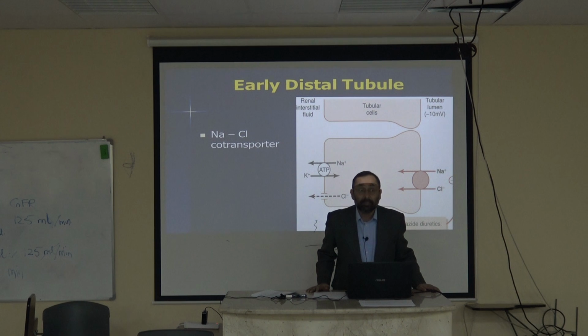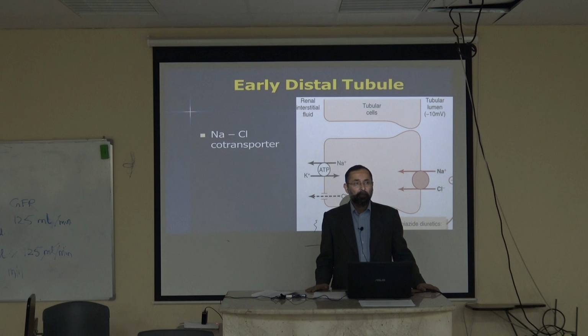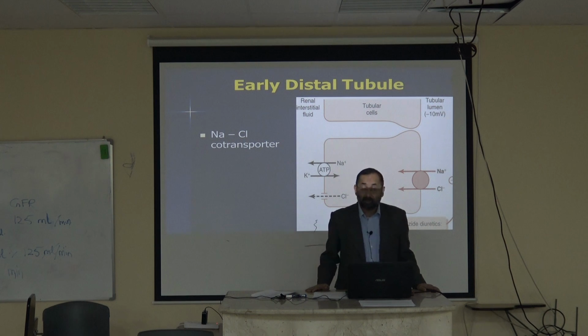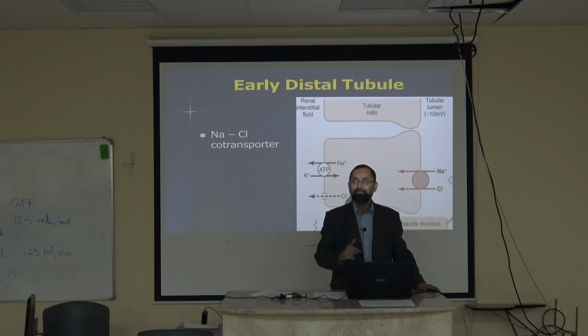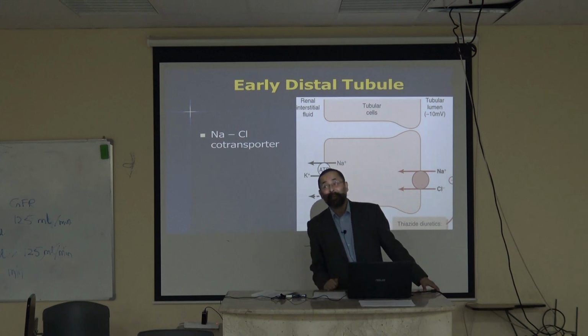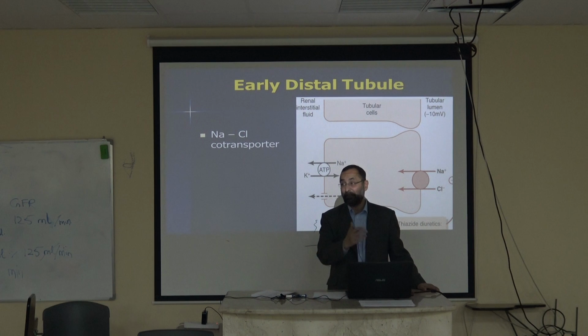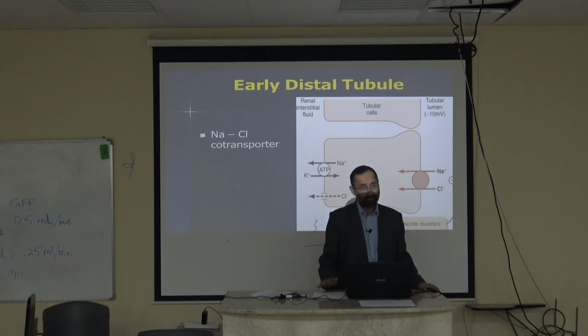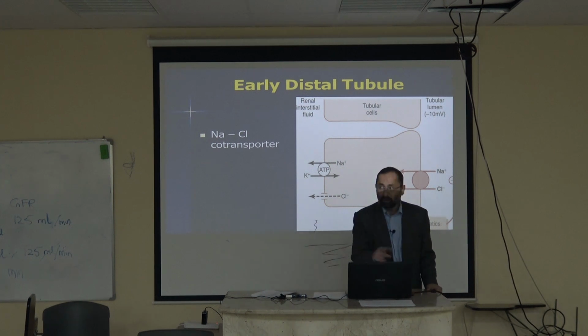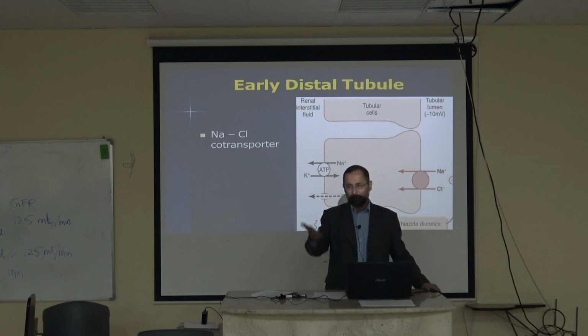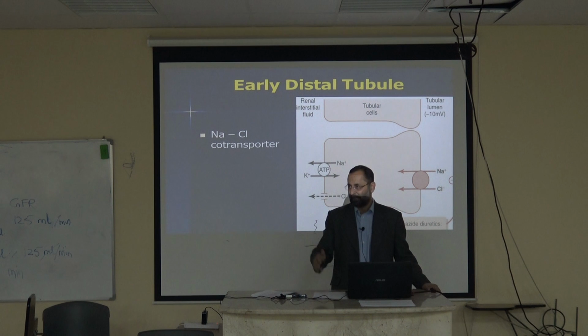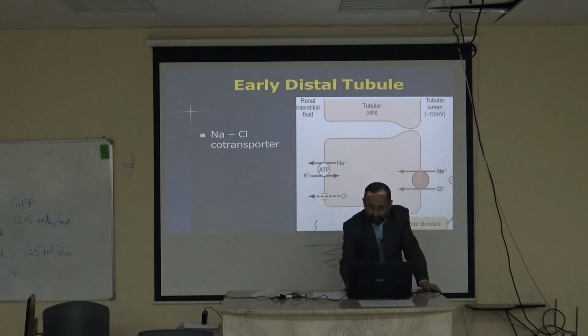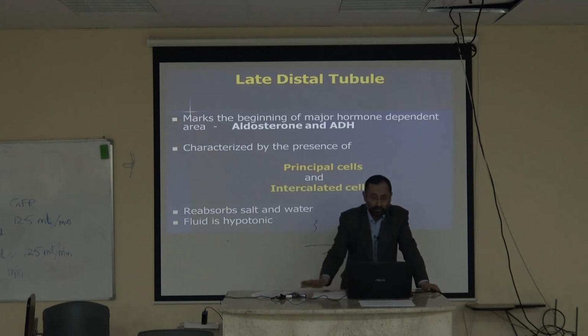This sodium chloride co-transporter is clinically and pharmacologically important. You can block it by a special group of diuretics, not the loop diuretics because it is the distal tubule. These are thiazide diuretics, another very, very famous group of diuretics. Do you remember that? Okay. So thiazide diuretics block this transporter and more sodium chloride and water will stay in the lumen and will pass in urine. Okay. This is about the early distal tubule.